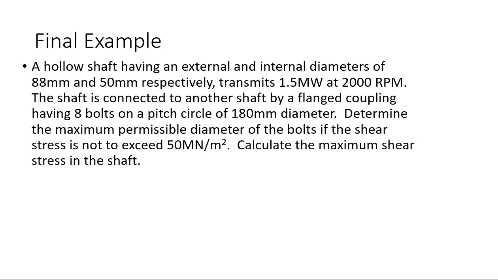A hollow shaft having external and internal diameters of 88 millimeters and 50 millimeters respectively transmits 1.5 megawatts at 2000 RPM. The shaft is connected to another shaft by a flanged coupling having 8 bolts on a pitch circle of 180 millimeter diameter. We're asked to determine the maximum permissible diameter of the bolts if the shear stress is not to exceed 50 meganewtons per meter squared. We're also asked to calculate the maximum shear stress in the shaft.